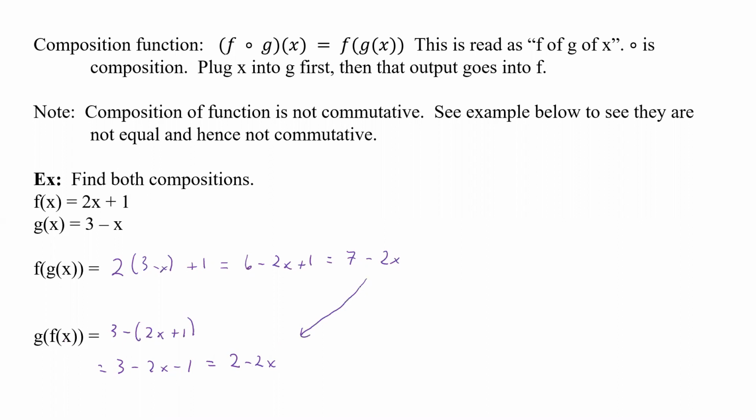And if you notice, those are not equal. Therefore, we are not commutative here. So we can't just go from one to the other and say they're equal. You actually have to find the other one if they ask you to find both f of g of x as well as g of f of x.